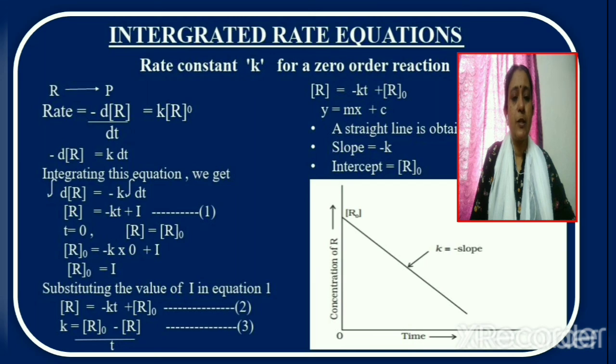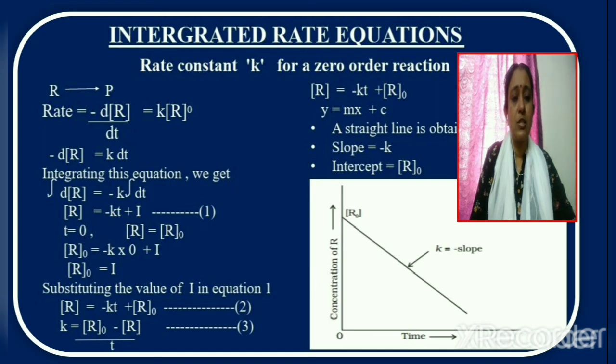The next step is to find the integration constant I. For that, let the time t be taken as equal to 0, so that R will be equal to R0, the initial concentration. So equation 1 now becomes R0 is equal to minus K into 0 plus I, or from that we get the integration constant I as equal to R0. Substitute this value of I in equation 1. So the equation 1 now becomes R is equal to minus Kt plus R0.